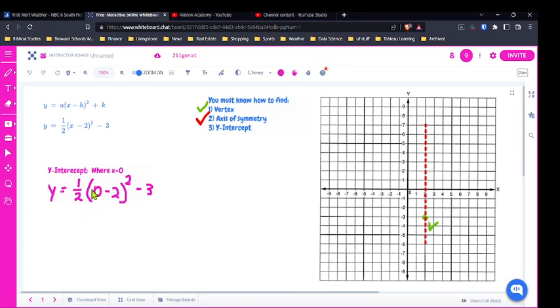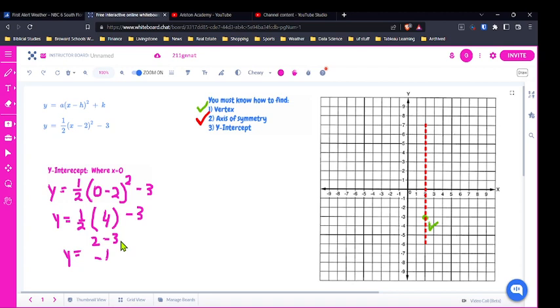Now, we have to do this according to the rules of PEMDAS, so y is going to be equal to 1/2 times. Now, 0 minus 2 is minus 2, and then when you square minus 2, you get a plus 4, and then still minus 3. So 1/2 of 4 is 2, minus 3 becomes minus 1. So y equals minus 1.